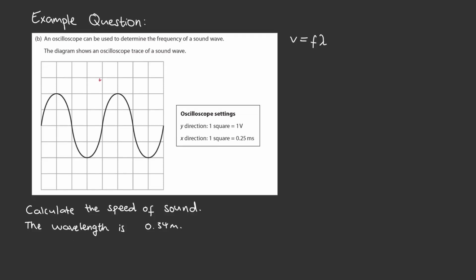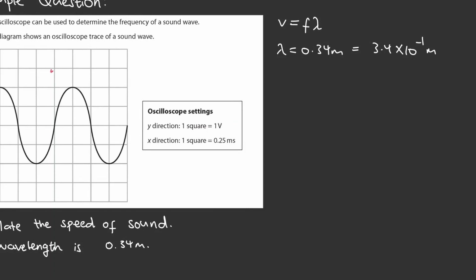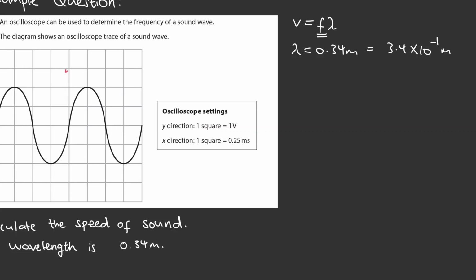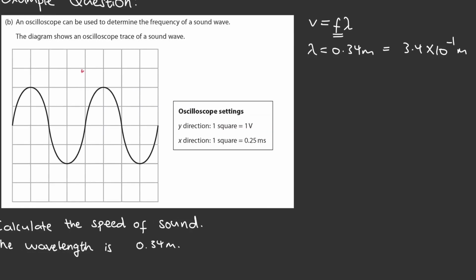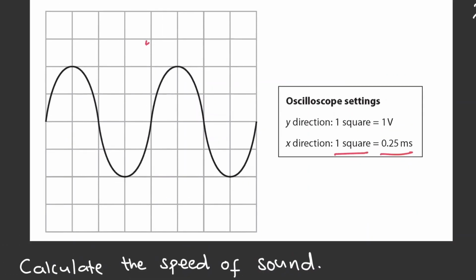We are given the wavelength, so lambda is equal to 0.34 meters, which is also equal to 3.4 times 10 to the minus 1 meters in scientific notation. So what we need to find is the frequency. Let's look at the information that we are given. So since we know that this is essentially a displacement time graph, let's try and work out the time period of the wave. So we are told in the key that 1 square is equal to 0.5 milliseconds.